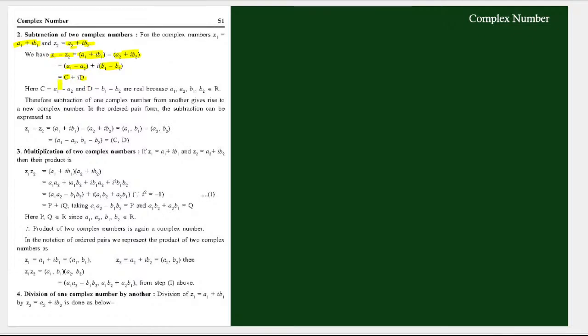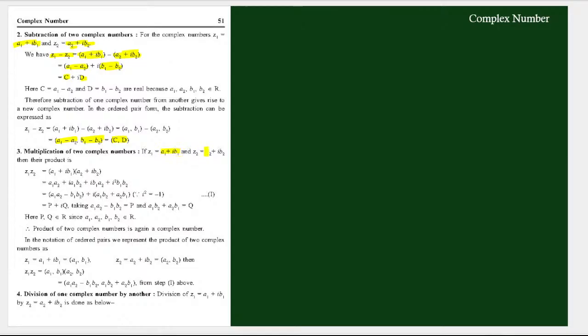This is also same A plus IB form. It is again giving us complex number. So in ordered paired form, okay, the real part is your A1 minus A2, the imaginary part is your B1 minus B2. So A1 minus A2 comma B1 minus B2 and capital C comma capital D. So this is also closure under subtraction. तो multiplication में देखते हैं how do we multiply.